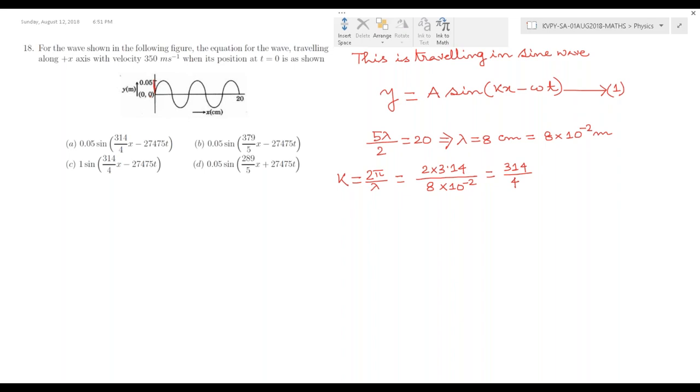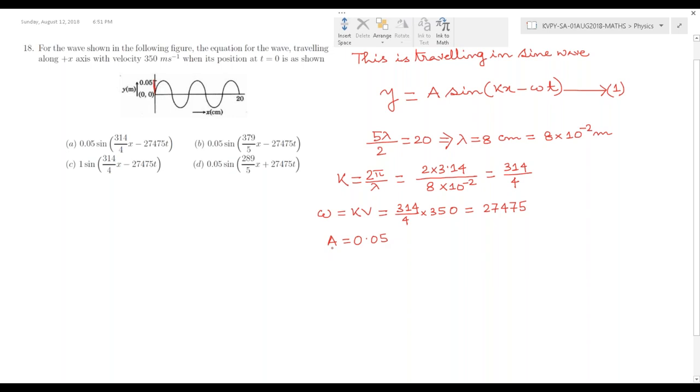What is omega? Omega is equal to k into v. What is k? K is equal to 314 by 4, into the velocity, which is given as 350 meter per second. So if you simplify this further, you will get 27475. And A is the amplitude. Amplitude is equal to 0.05, which is clearly evident from the graph.